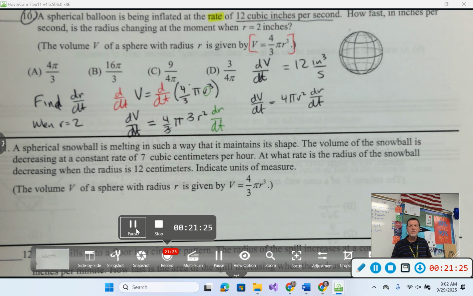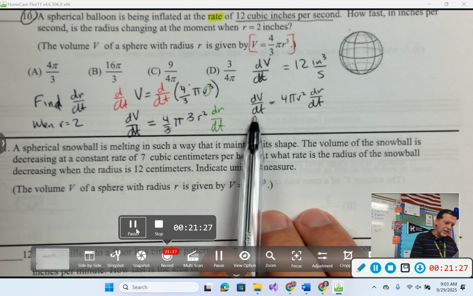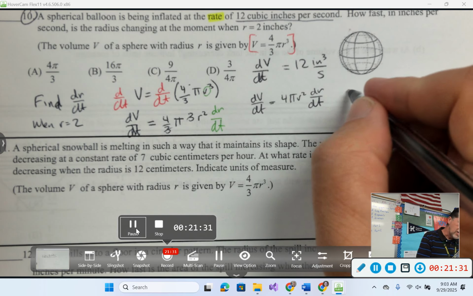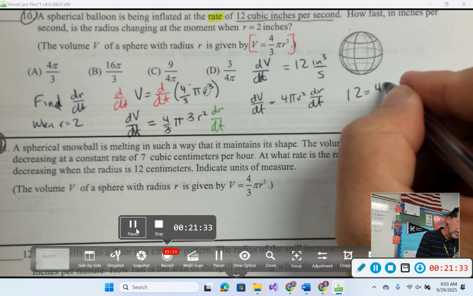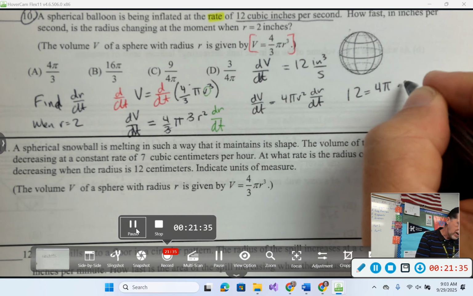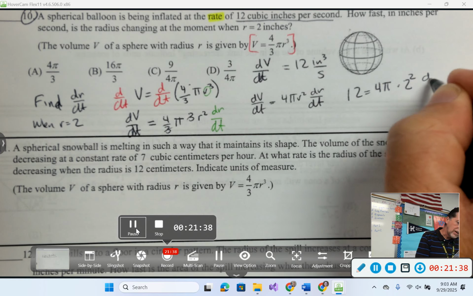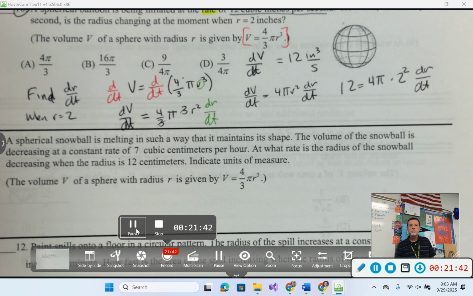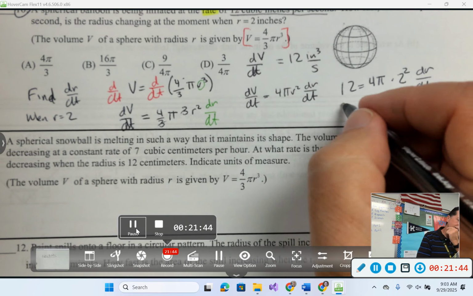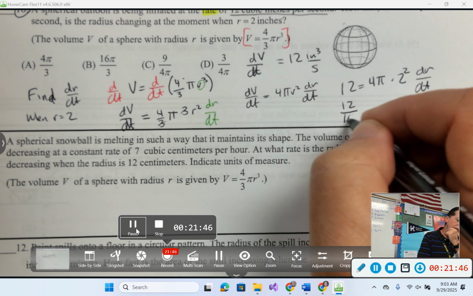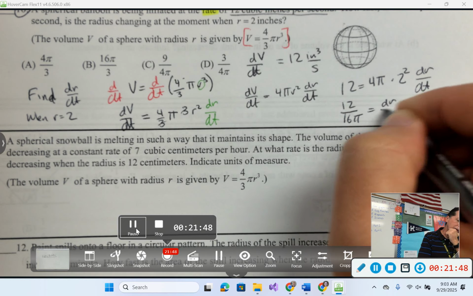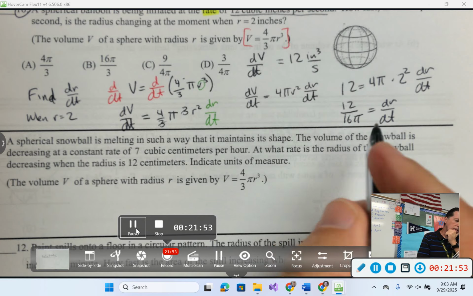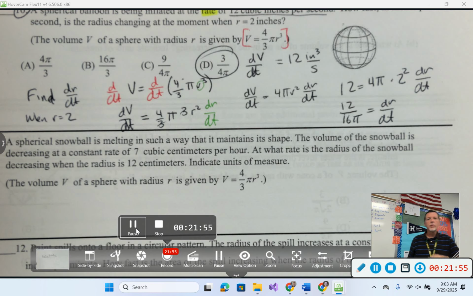Oh, we're close, right? Because we have dV/dt, we have r, and we're looking for dr/dt. So 12 equals 4 pi r squared dr/dt. So 12 over 16 pi, that reduces, but 12 over 16 is 3/4. So 3 over 4 pi.